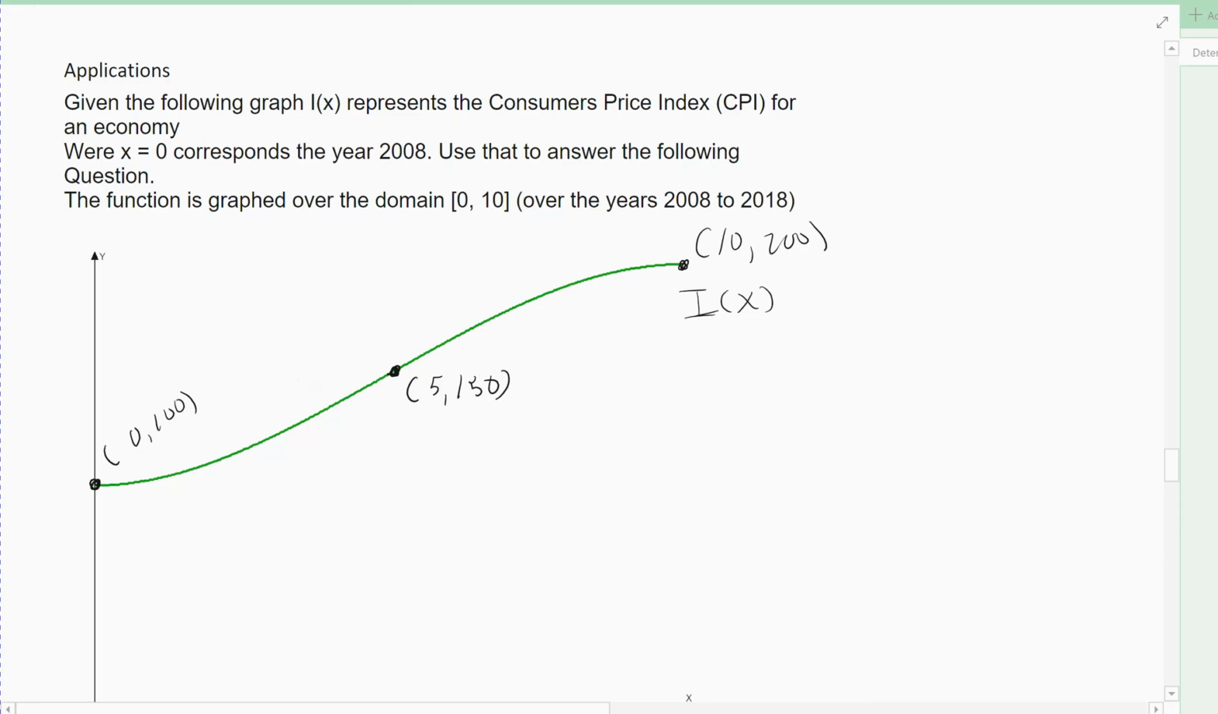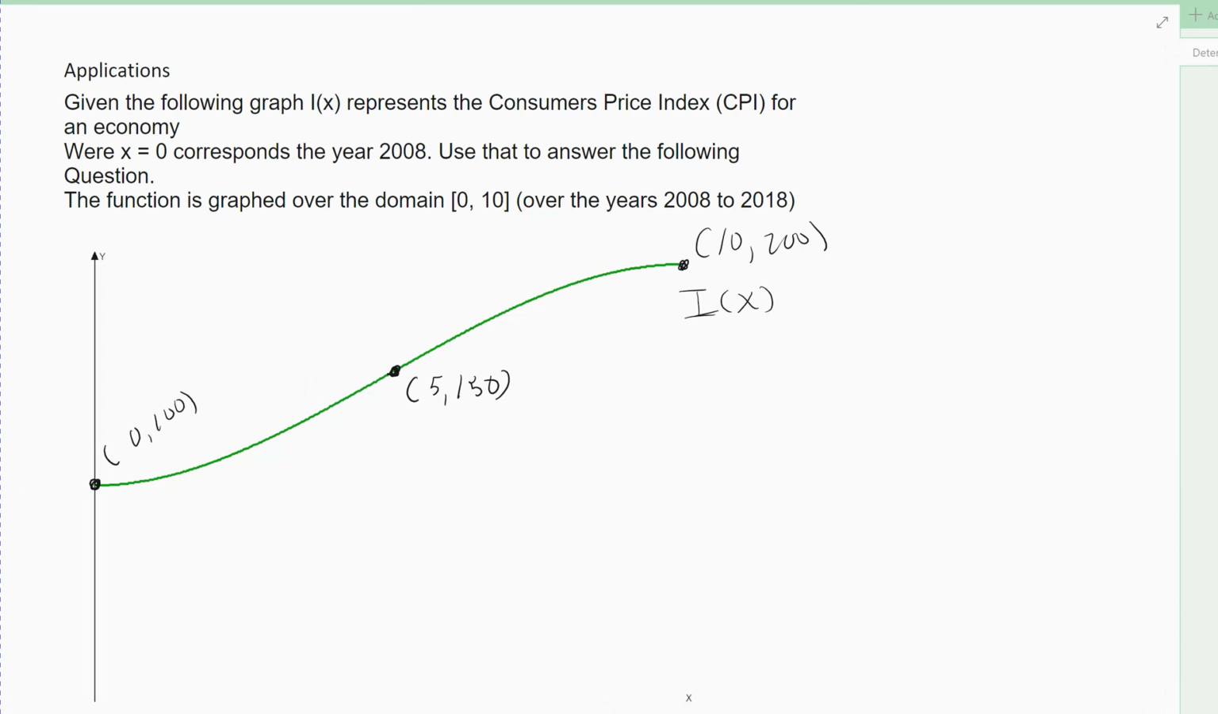Into applications. So applications of concavity, inflection points, and those kinds of things. The first application is a graphical case. So suppose that you're given a graph of the consumer price index. Graph I is the consumer price index for a small economy.